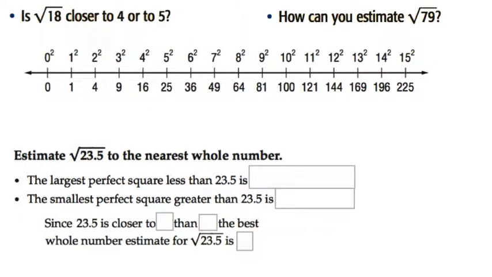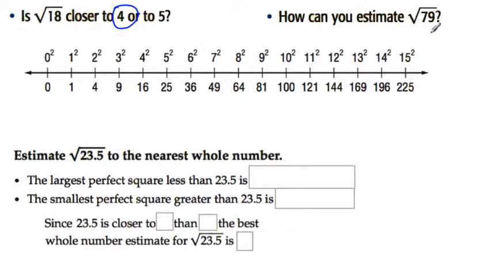So here's an example. It says, is the square root of 18 closer to 4 or to 5? Well, 18 is between 16 and 25. And it's a little bit closer to 16 than it is to 25. So we're going to say it's closer to 4.